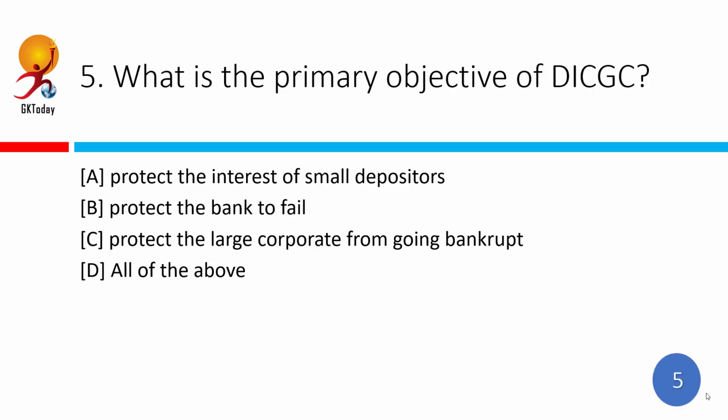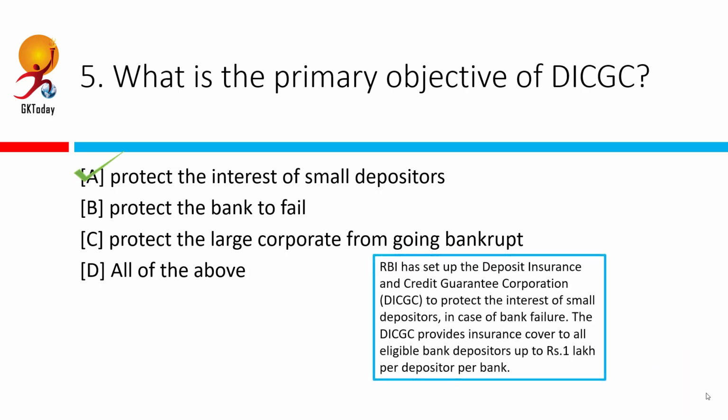What is the primary objective of DICGC? We have studied this on the previous video as well. Correct answer is to protect the interests of small depositors. So DICGC or Deposit Insurance and Credit Guarantee Corporation is meant to protect the small depositors in case of bank failure. It insures deposits up to rupees 1 lakh, and in case the bank goes bankrupt or it fails, the depositors are given this 1 lakh as compensation for whatever money they had deposited.